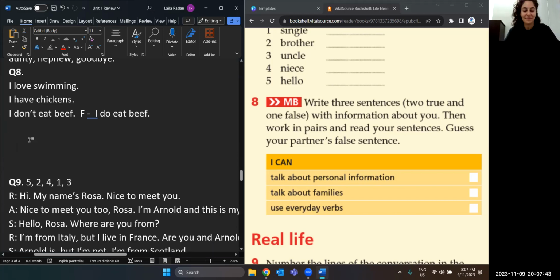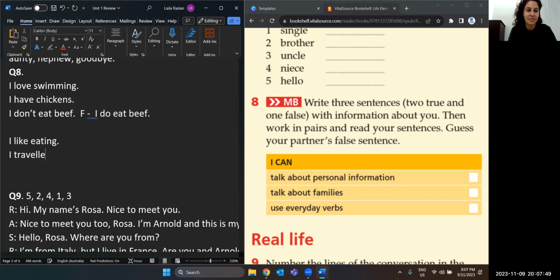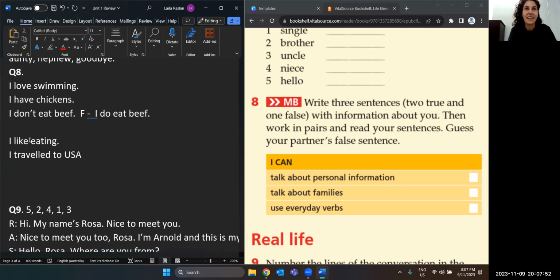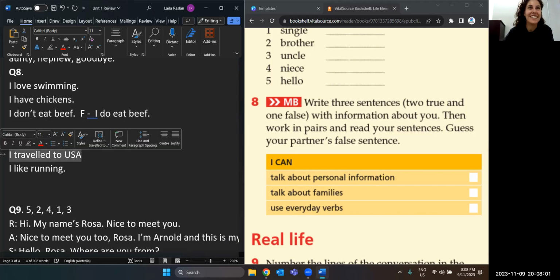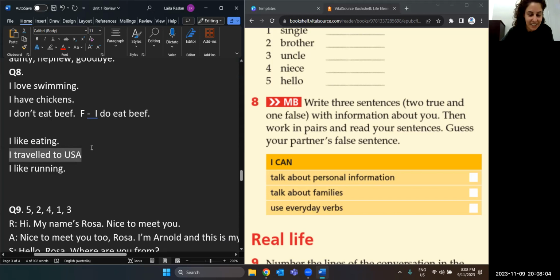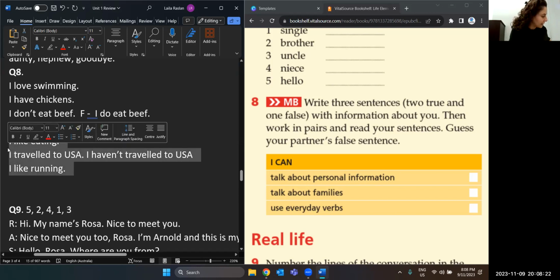Okay, Brian. I traveled to the USA. I like running. Which one do we think is fake? The second one? Yep. Okay, so he didn't travel to the USA. His real sentence is I haven't traveled to the USA. So good. Okay, we can do a few more.